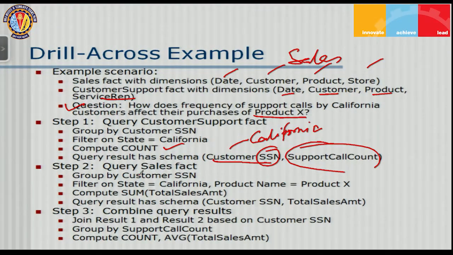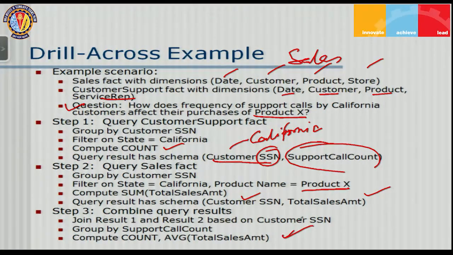Okay, step 2, query sales fact, group by customer SSN, filter on state equal to California and product equal to X, and compute sum total sales amount and query result as schema customer SSN and total sales amount. Now I need to combine query results. So join result 1 and result 2 based on customer SSN and group by support call count, and compute count and average total sales amount. So this is how I will do this analysis.